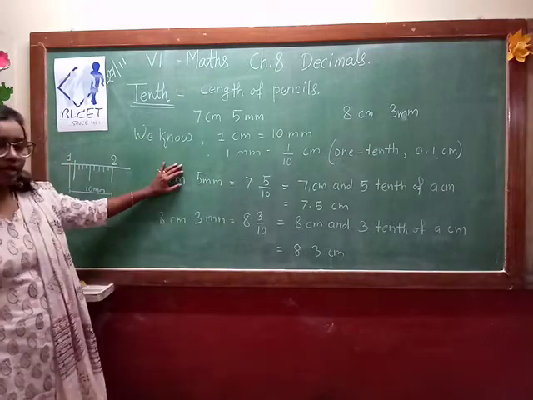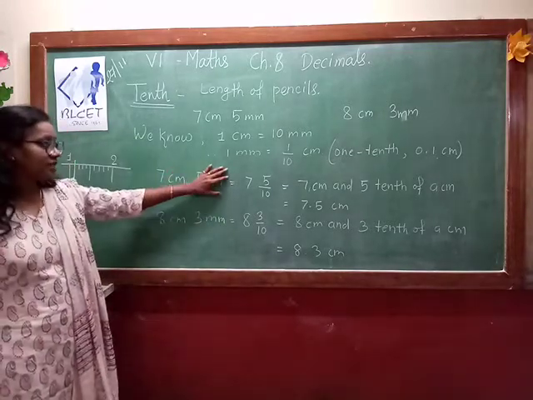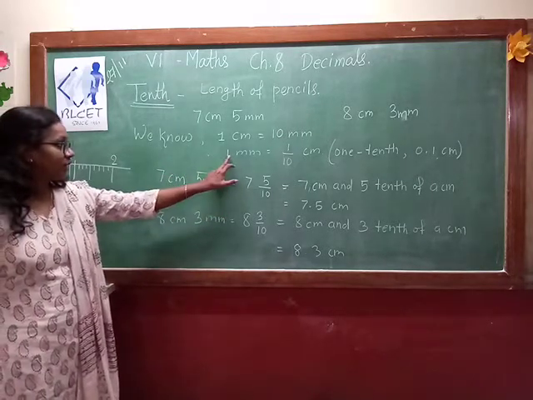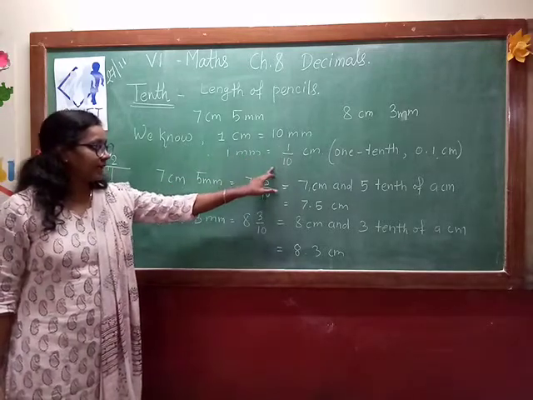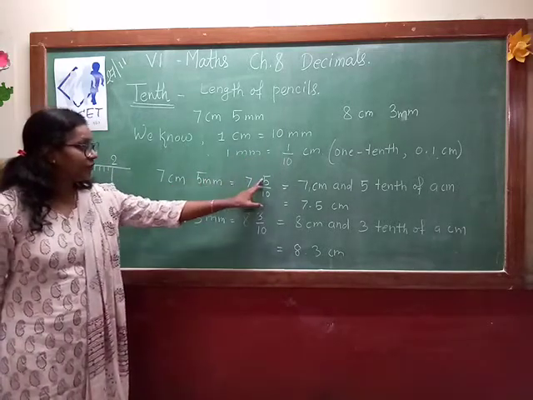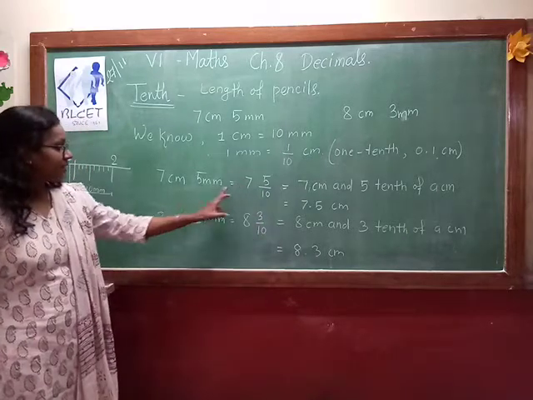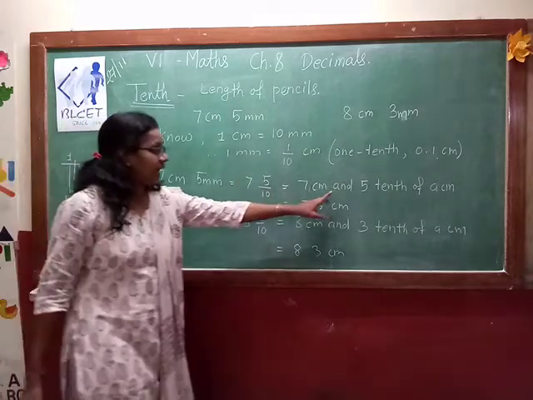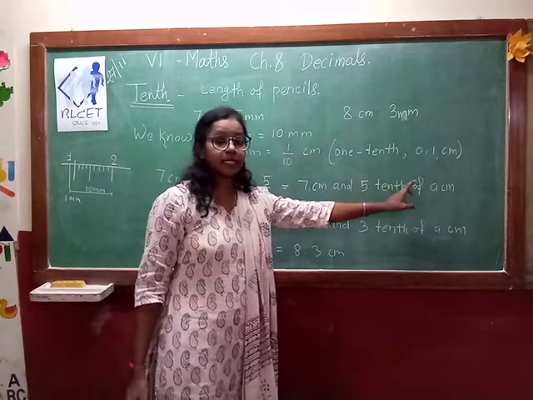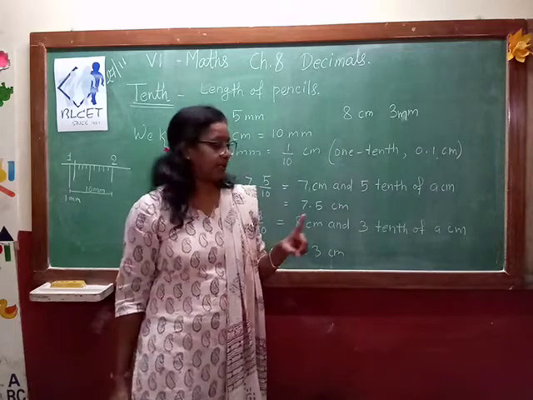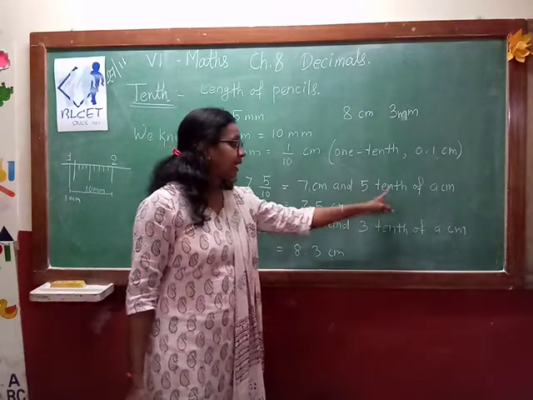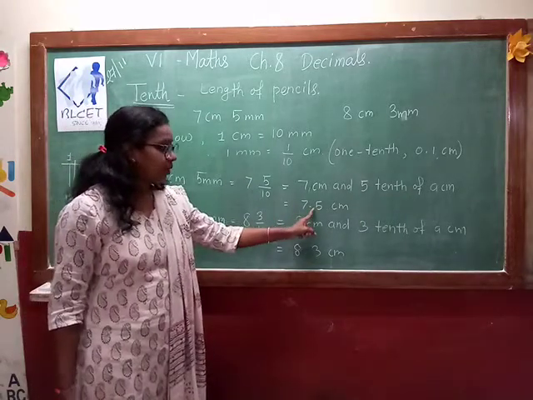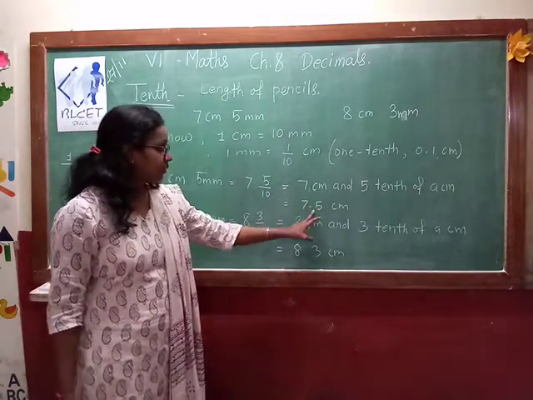So 7 is already in centimeter, so we have to convert this 5 millimeter in terms of centimeter. So 5 millimeter means what? We know that 1 millimeter is equal to 1 by 10. So 5 millimeter is equal to 5 by 10. So it represents 7 centimeter and 5 tenth of a centimeter. 7 centimeter and 5 tenth of a centimeter, and 5 by 10 is represented as 0.5.